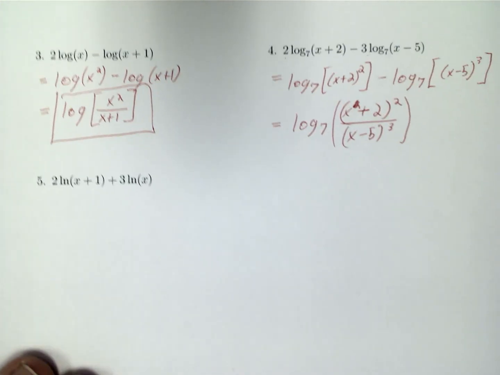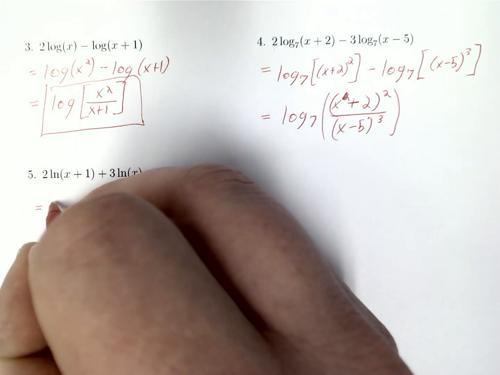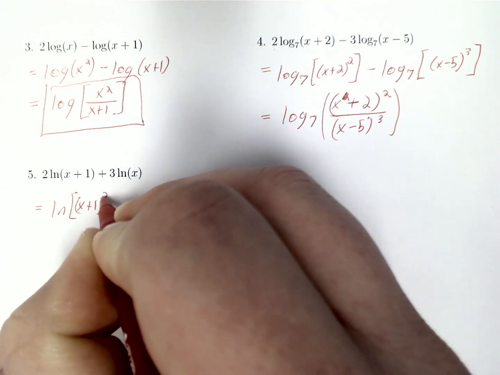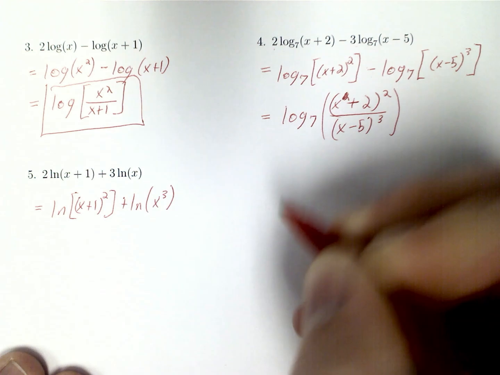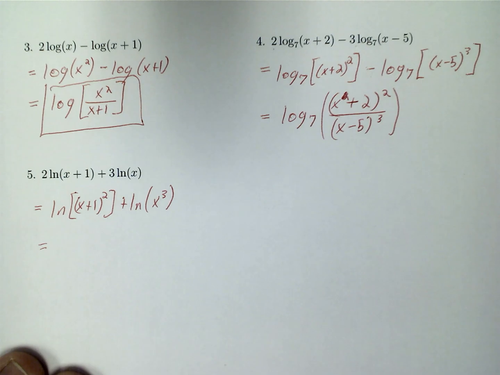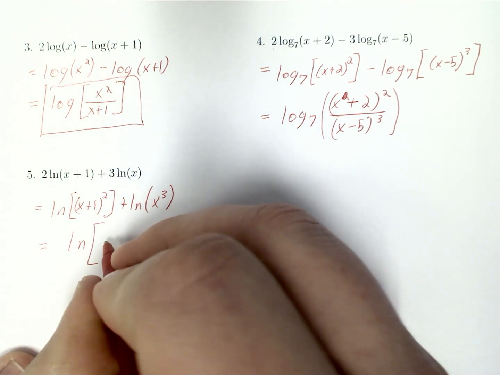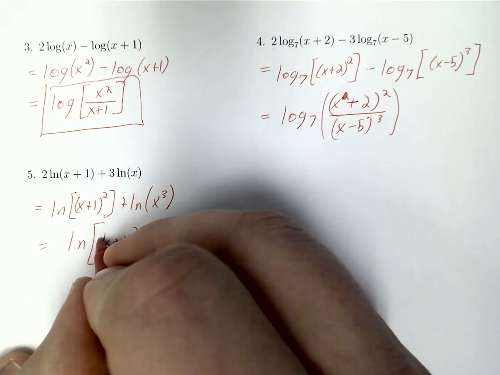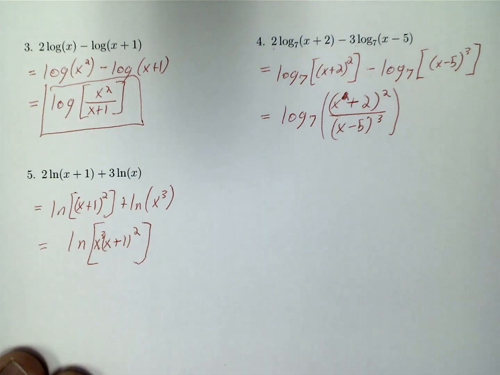And then lastly, for number 5, we can do something very similar. ln of x plus 1 quantity squared plus ln of x cubed. And then outside addition turns into inside multiplication. ln of x plus 1 quantity squared times x cubed. A lot of times we would put the cubed out in front. So ln of x cubed times x plus 1 squared.